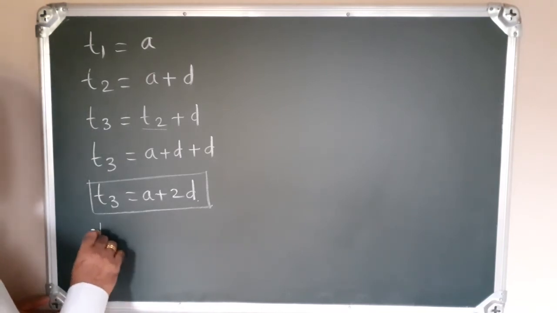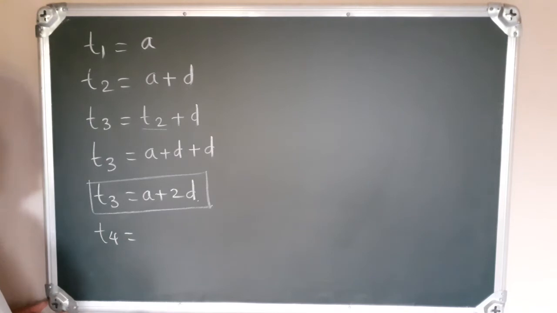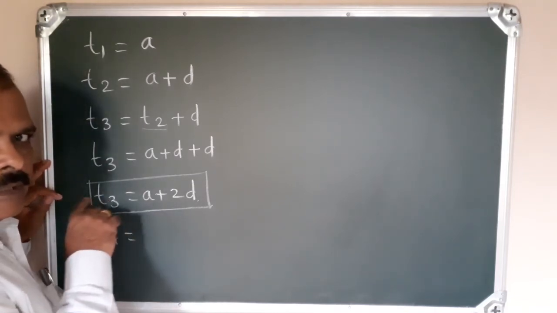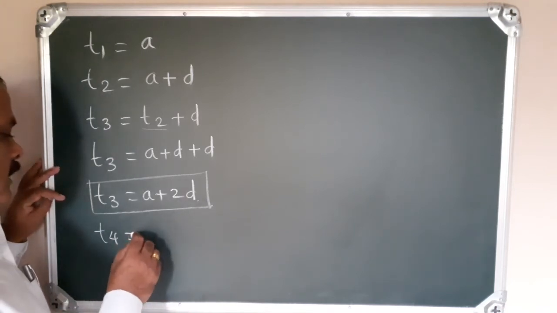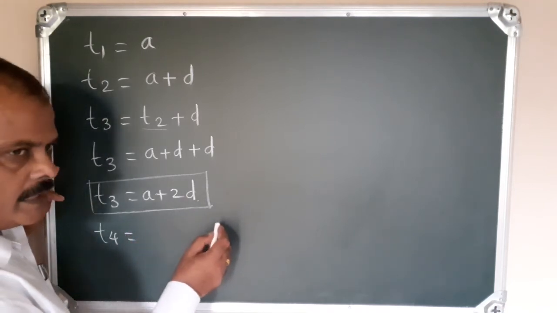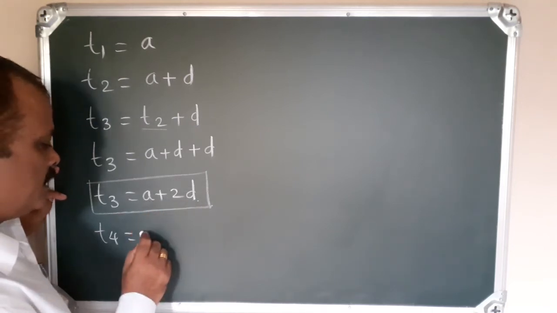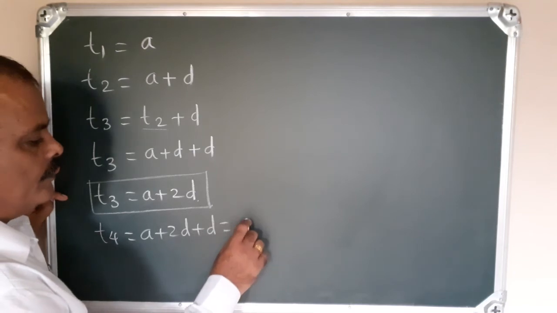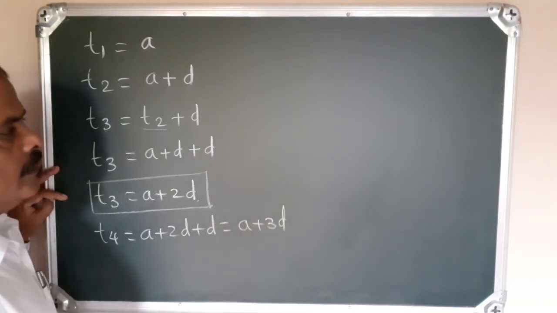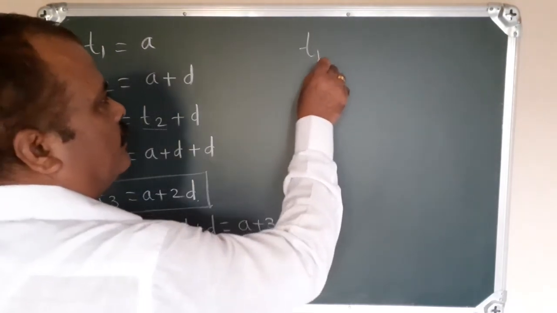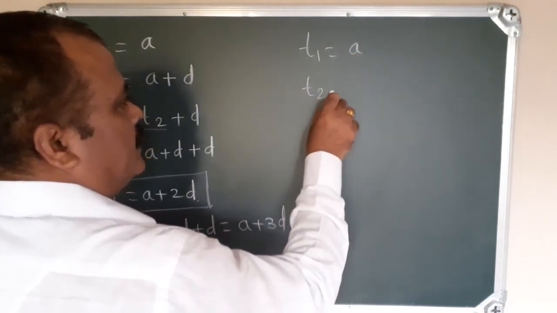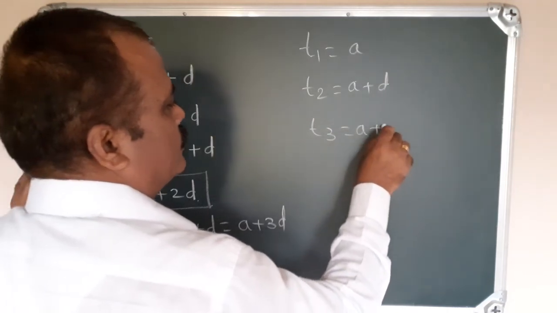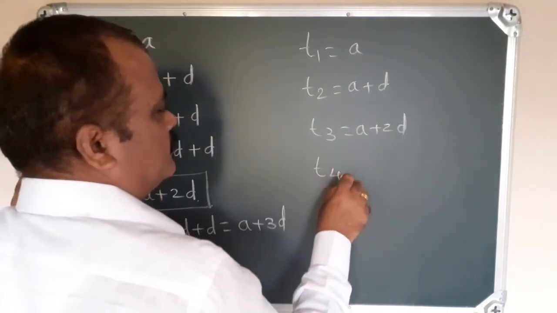Then what is the fourth term? T4 is equal to: if we add d to the third term, we get the fourth term. That is T3 plus d. That means a plus 2d plus d, that is a plus 3d. So see here, the first term is a, the second term a plus d, the third term a plus 2d, the fourth term a plus 3d, like that.